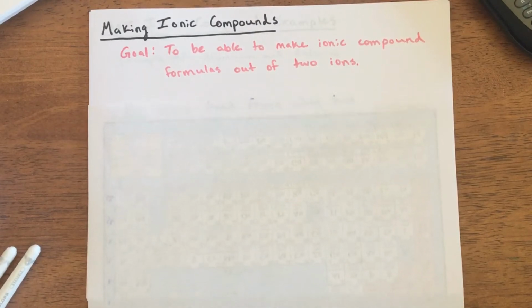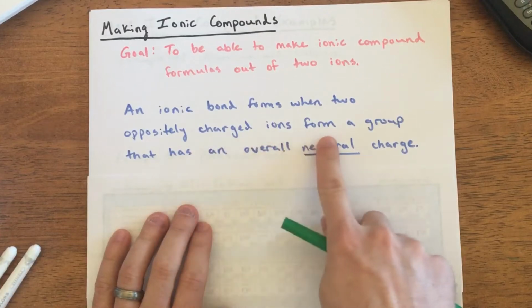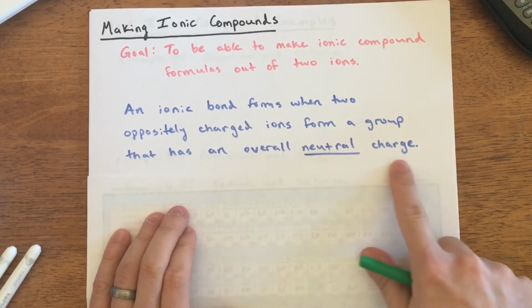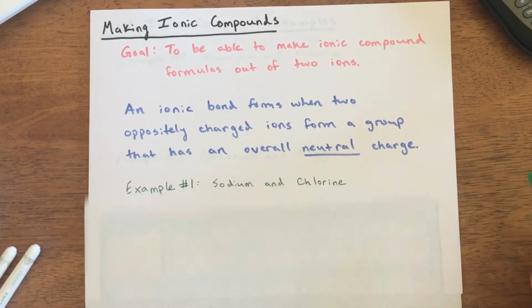Let's talk about what ionic compounds are. An ionic compound forms when two oppositely charged ions form a group that has an overall neutral charge. So that sounds a little bit strange. Let's look at an example.